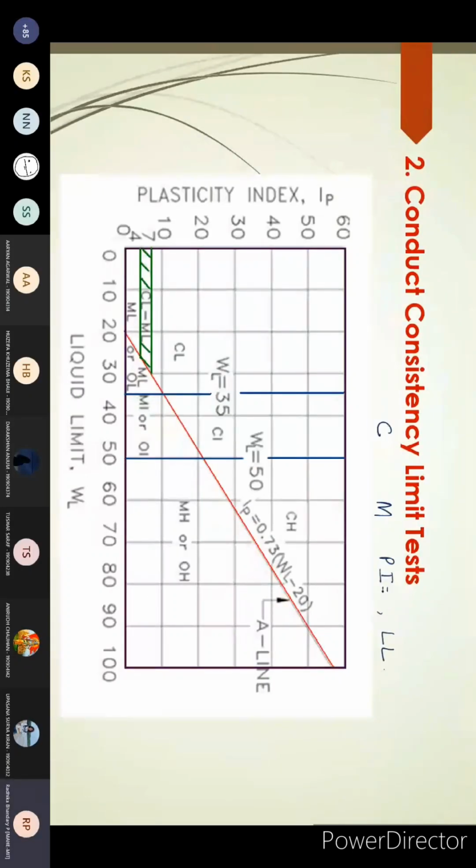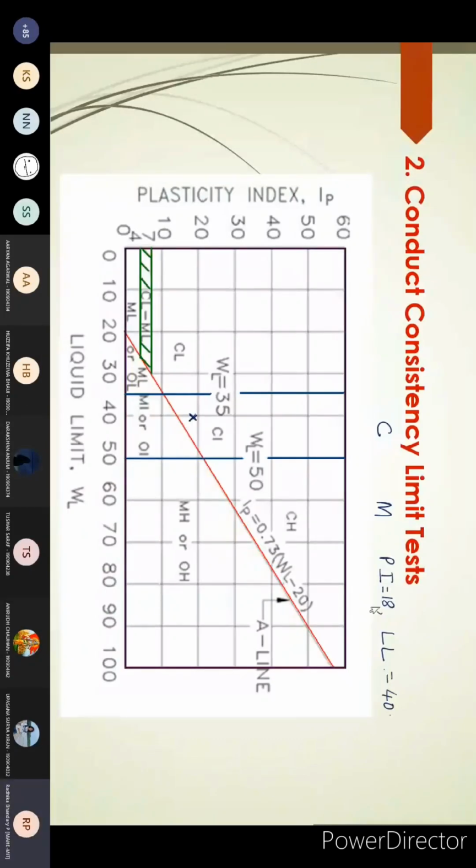Say the plasticity index is 18, and say liquid limit is 35, sorry, not 35, we'll say it is 40. So I'll just see the intersection. So this is 40 and 18 is here. Plasticity index 18 comes somewhere here. So now whether the point is above the A line or below the A line, above the A line it is. So we will use the symbol C, and if you are referring directly to this plasticity chart, you get the symbol CI. So if it is lying in this area, it is CI.